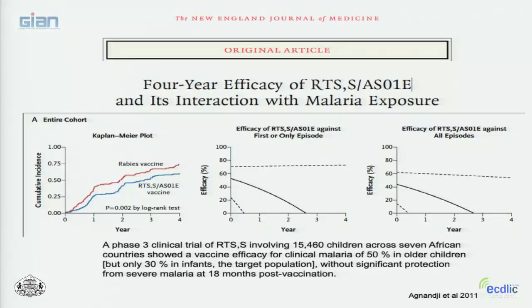So this was a report in the New England Journal of Medicine, a 4-year efficacy of this RTS,S vaccine and its interaction with malaria exposure. So a phase 3 clinical trial of this vaccine involving 15,000 children across 7 African countries showed a vaccine efficacy for malaria of 50% in older children, but only 30% in infants, which were really the target population, and without significant protection from severe malaria at 18 months. So already by 18 months, the protection had waned and disappeared. And if you consider the entire cohort, this level, the control vaccine was a rabies vaccine given to these children, and this is the protection that was seen. This is the best that any anti-parasite vaccine has done.